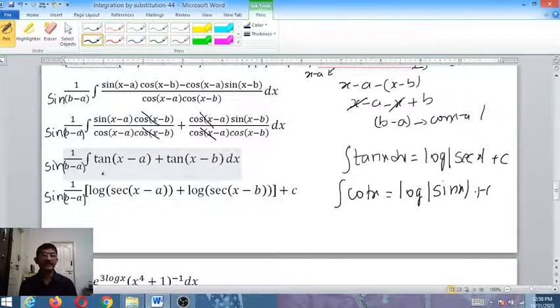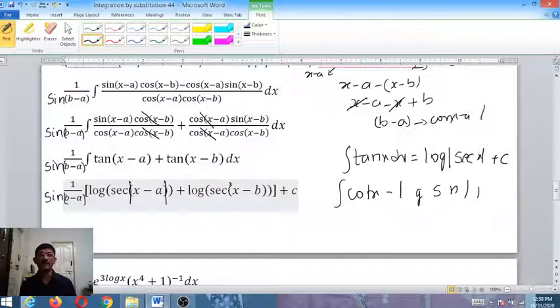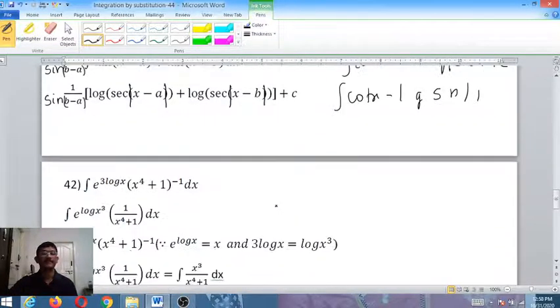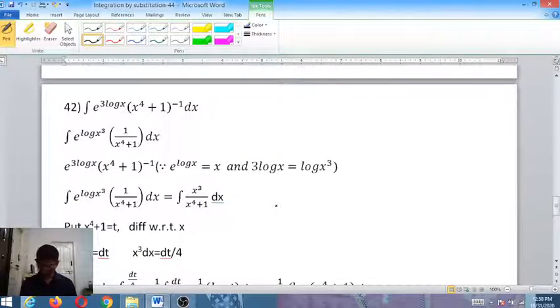So integral of tan of x minus a is log of modulus of secant of x minus a, again plus log of modulus of secant of x minus b plus c. So remember it, okay? Now look at this problem here.